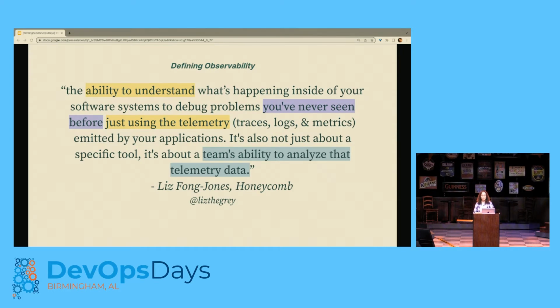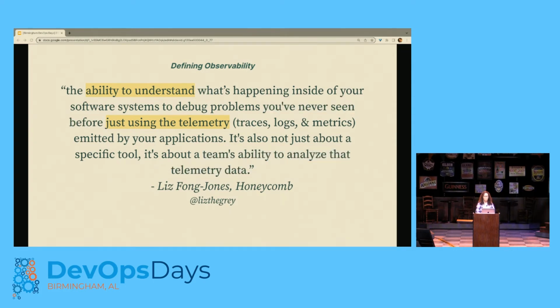Now, as much as I hate repeating words on a slide, I'm going to do it if only for emphasis, so bear with me. Borrowing Liz Fong-Jones' definition of observability, observability is the ability to understand what's happening inside of your software systems to debug problems you've never seen before, just using telemetry emitted by your applications. She also goes on to say it's not about a specific tool, it's about your team's ability to analyze that telemetry data.